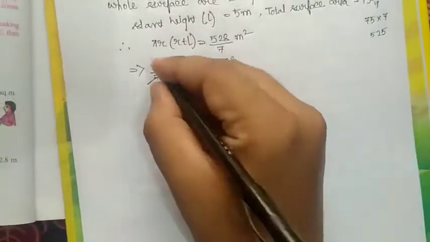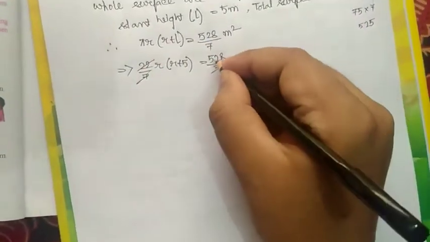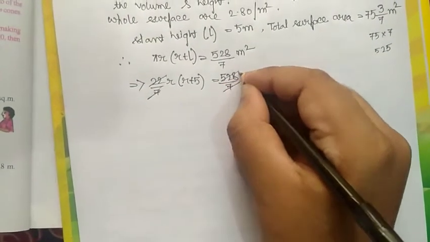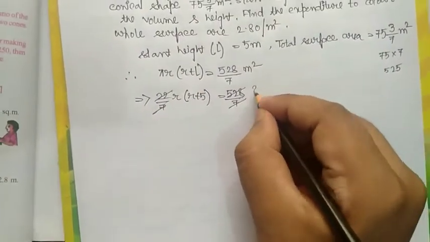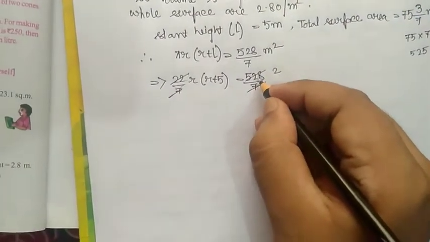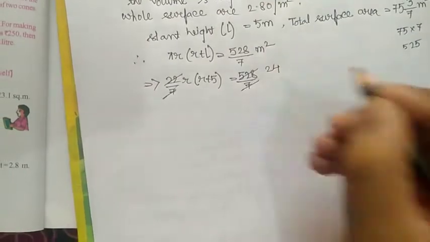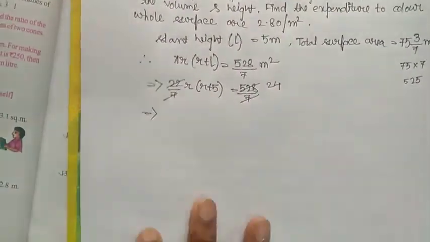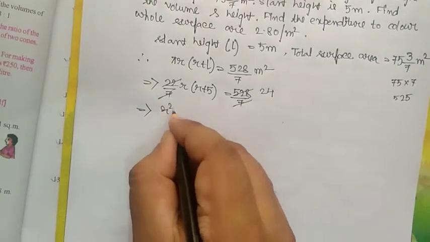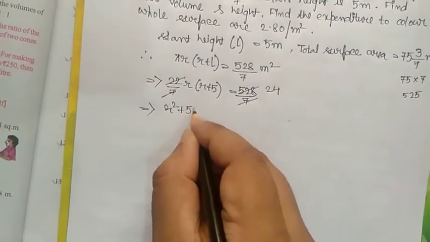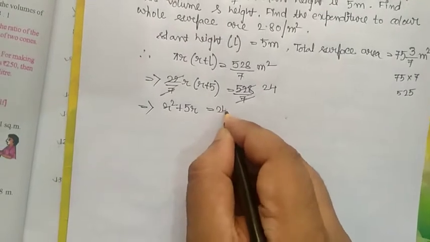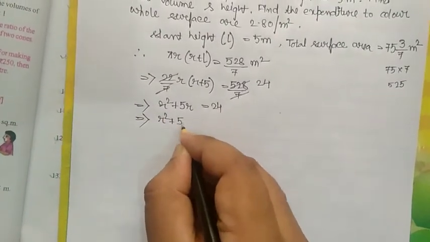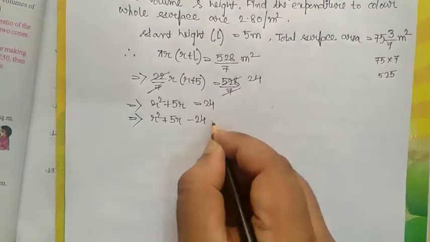Eliminating 7 and 7, eliminating 22 by this one, so this should be 24. So now opening those brackets, here we get r square plus 5r equal to 24. So r square plus 5r minus 24 equal to 0.